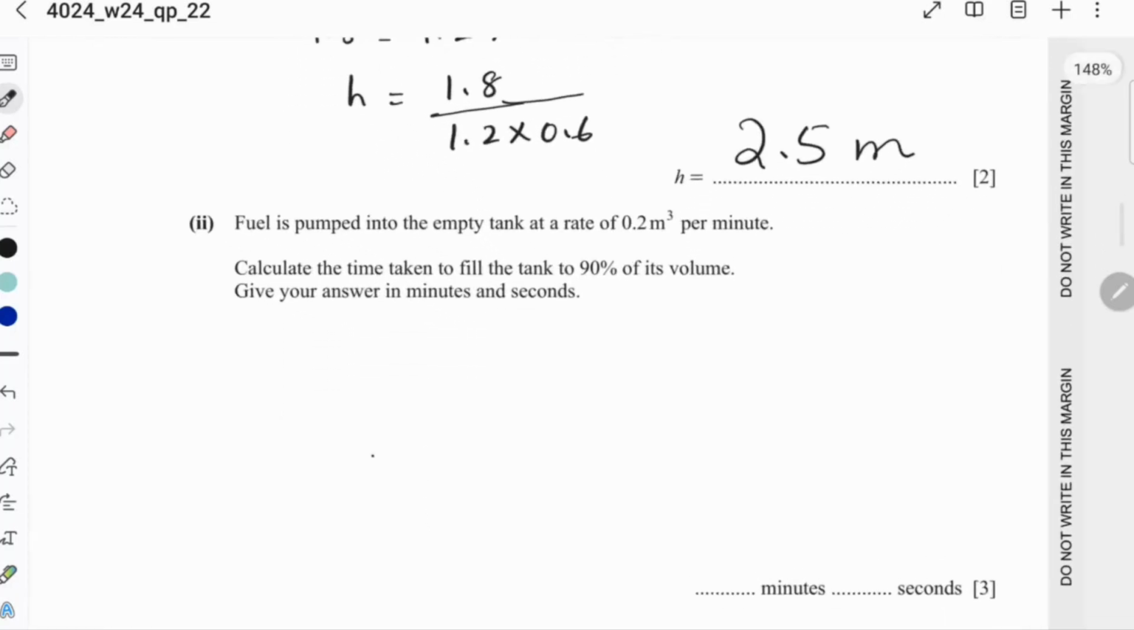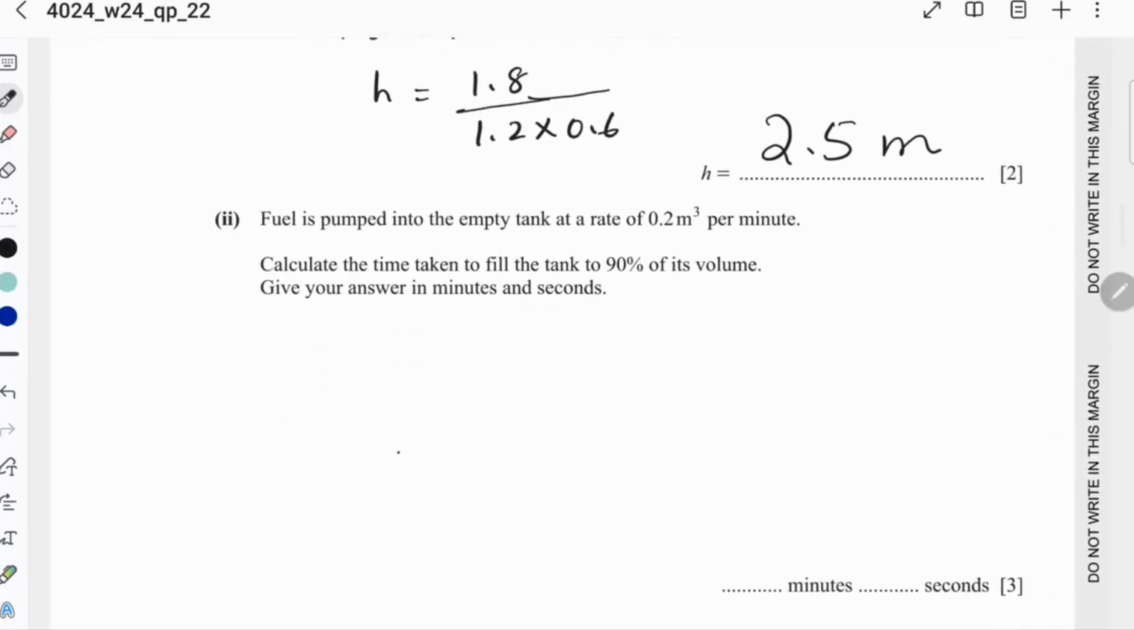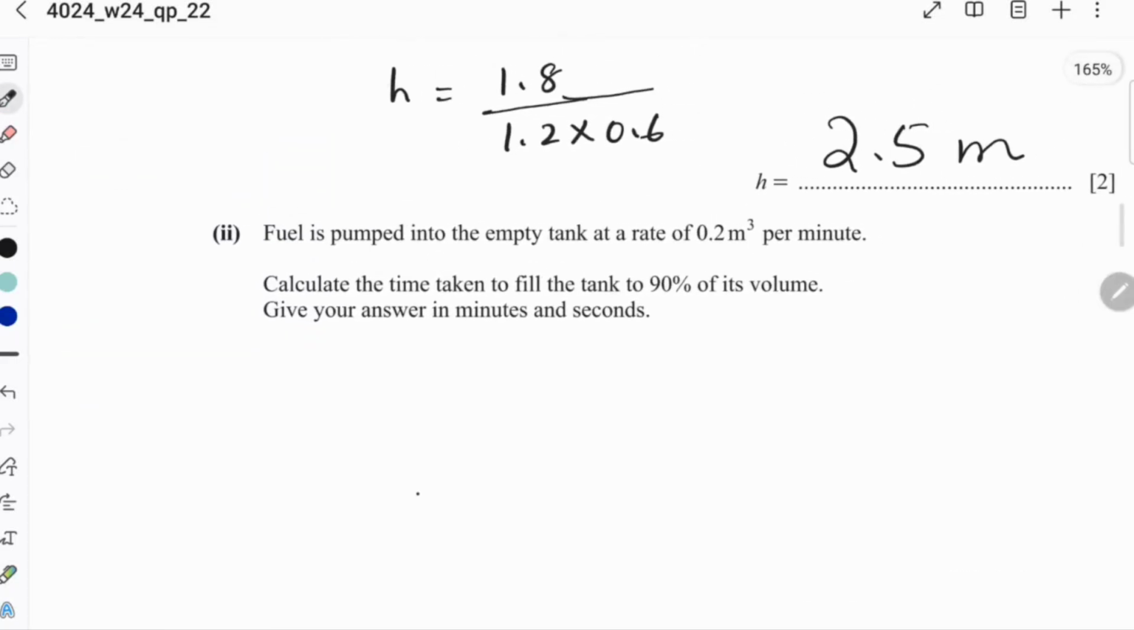The next part of the same question, part 2: fuel is pumped into the empty tank at the rate of 0.2 cubic meters per minute. The volume of the full tank is 1.8 and they are telling us that in 1 minute it's filling 0.2 cubic meters. Calculate the time taken to fill the tank to 90% of the volume. So we are going to see what is 90% of the full tank. The full tank is 1.8, so 90% of the volume is equal to 90 upon 100 into 1.8.